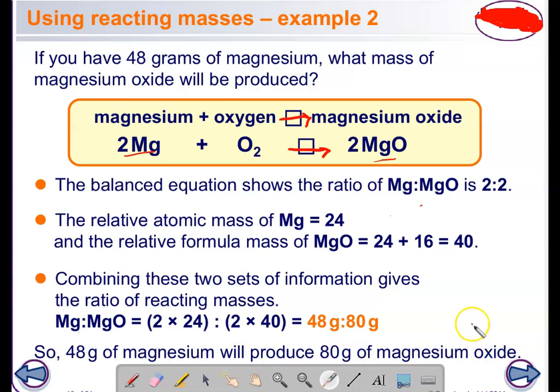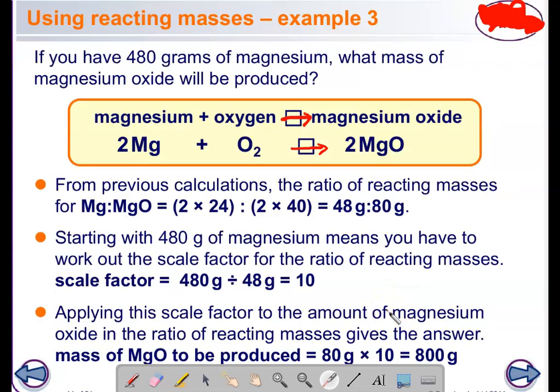Okay, follow the same approach. In other words, you can calculate the number of moles of magnesium and use that to find the number of moles of magnesium oxide in this reaction. Now, the number of moles is mass over molar mass. Get that, then multiply the number of moles of magnesium oxide by the relative formula mass of magnesium oxide, and that will give you the amount of magnesium oxide that will be produced in this reaction.